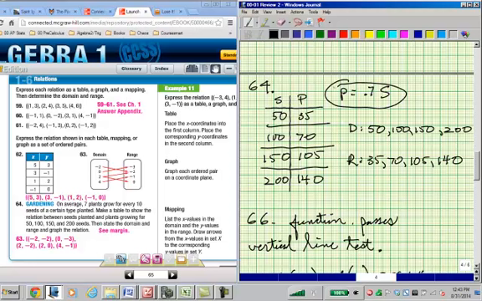So when you have 50 seeds, it'll be 0.7 times 50 is how many plants you're going to get. It's the expected amount. The expected amount is 35. If you plant 100 seeds, the estimated amount of plants you'll get is 70. If you plant 150 seeds, the estimated amount is 105. And if you plant 200 seeds, then the expected amount is 140.